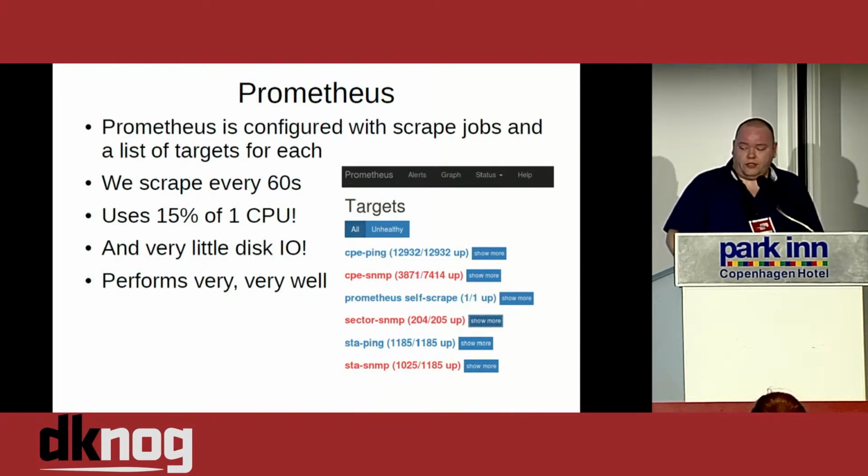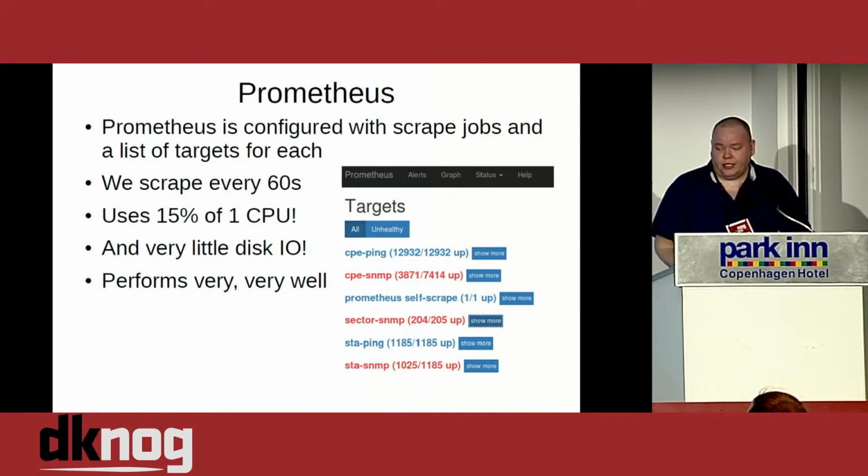You configure Prometheus with one or more scrape jobs and a list of targets for each job. We scrape at the moment every 60 seconds, which is way more than we were able to with Zabbix, and it uses almost no I/O and no CPU, and it performs brilliantly. It is very, very nice.